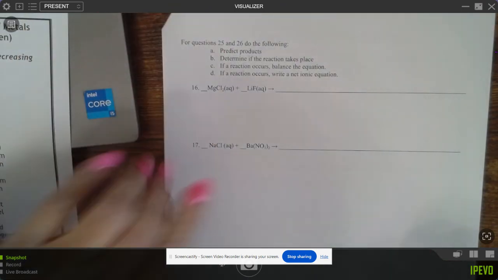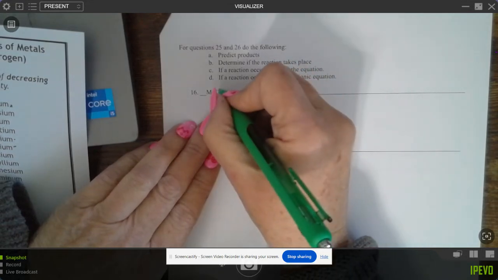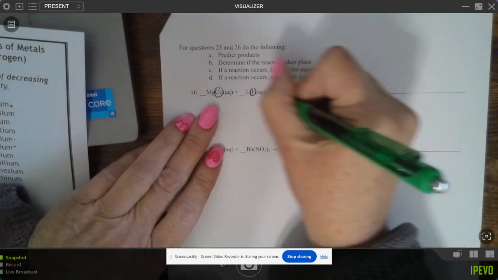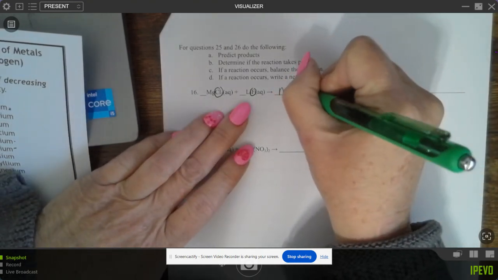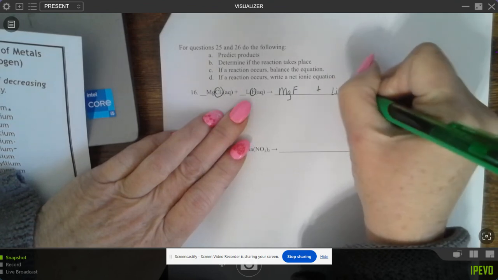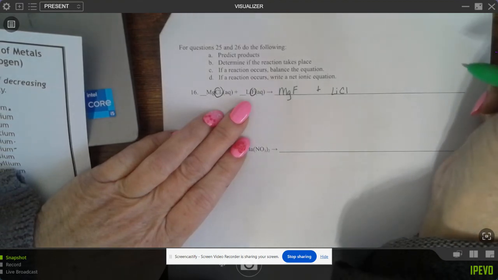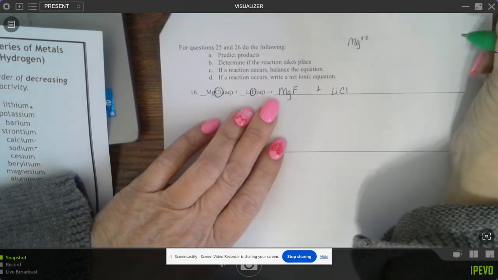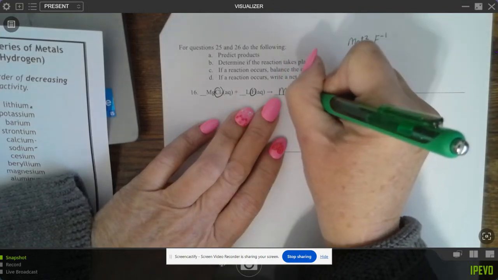Now remember what we said. We said that the anions are going to switch places. So in this case, we're going to end up with magnesium and fluorine and lithium and chlorine. Whenever we're forming a compound, we have to look at charges. Magnesium has a +2 charge, fluorine has a -1. So our formula ends up being MgF2.